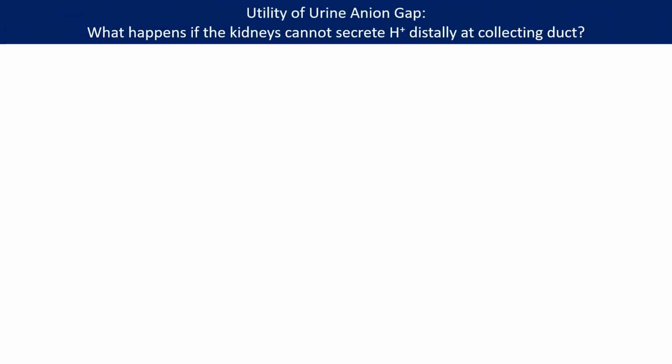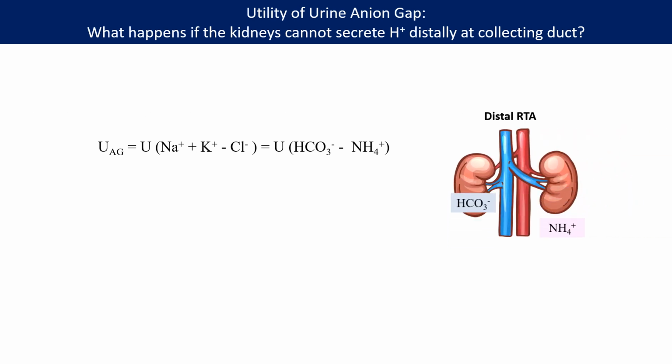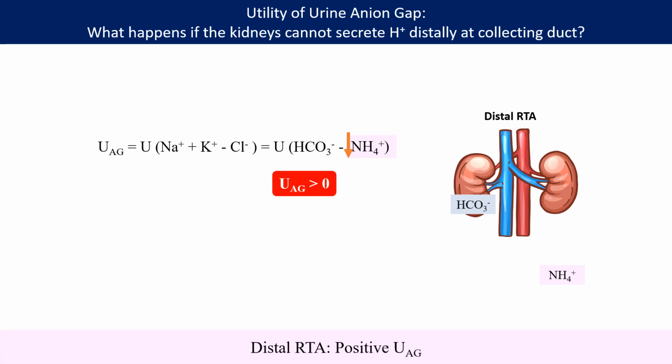What happens if the kidneys cannot secrete protons and excrete these protons in the form of ammonium distally at the collecting duct? Here is our urine anion gap. Bicarbonate reabsorption is not affected, while acid secretion is very minimal. Due to the kidney's failure to secrete protons, ammonium level will be low. This means the urine anion gap will remain positive. In distal RTA, where acid secretion is reduced, the urine anion gap is positive as seen with proximal RTA.